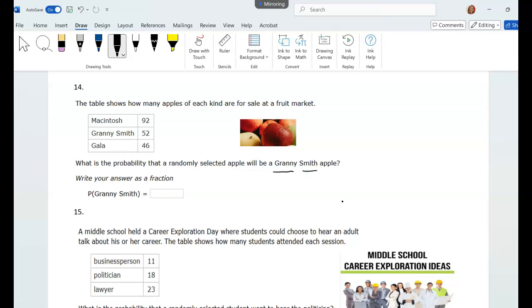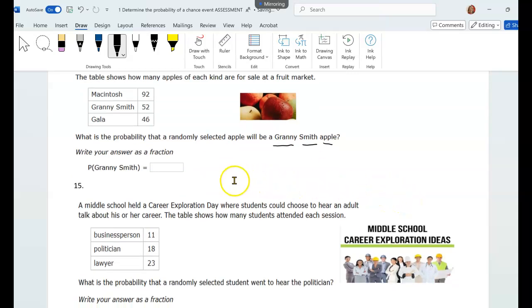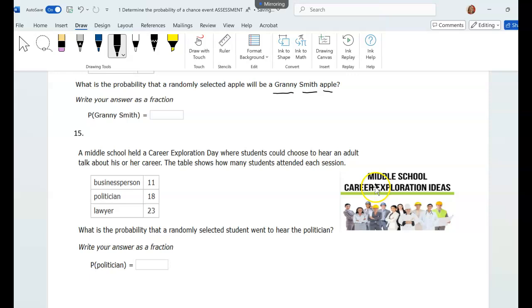Granny Smith apple. What's the probability that it's going to be a Granny Smith apple? Macintosh, Granny Smith, Gala. Write your answer as a fraction. What is the probability of it being a Granny Smith apple? Write it as a fraction. Look at the table, it's got that information. Remember what we need to write it as a fraction.